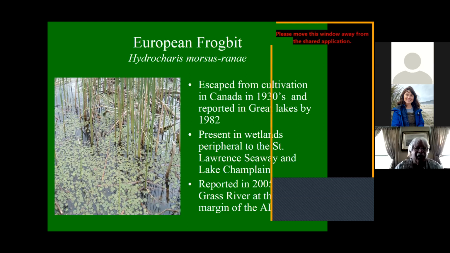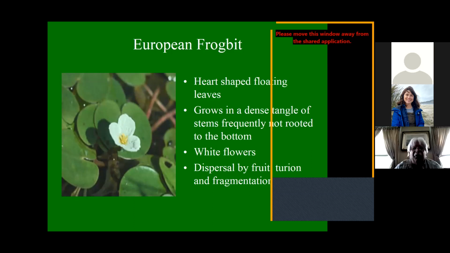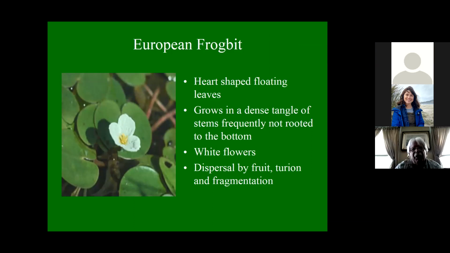This one produces little heart-shaped floating leaves. The leaves tend to be an inch in diameter or so. It produces a really dense tangle of stems beneath these leaves. This species will frequently flower and produces these little white flowers. So it's perfectly capable of dispersal by seeds or fruit, but it also produces those overwintering buds or turions that we spoke about with the other species, and it also is capable of fragmentation. So it's got all sorts of different ways of spreading itself around. But for this one, it's just very, very small pads like lily pads.